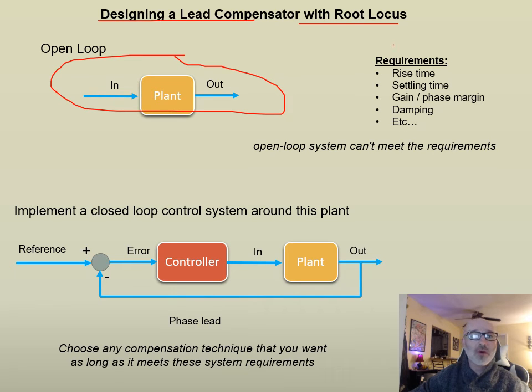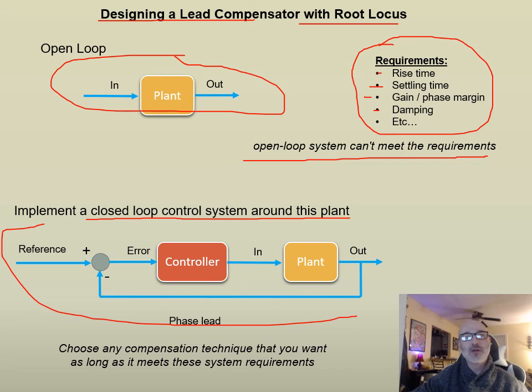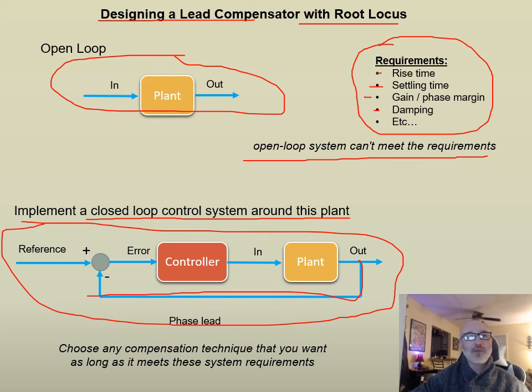So we talk over here about our requirements, and we can see we have things like our rise time, our settling time, our gain, phase margin, damping, things like that. These are all requirements that the system needs to meet, the performance goals of the system. Whatever these might be, at this point we can see that an open loop system isn't going to be able to meet these requirements. So from there, what we need to do is implement a closed loop control system around this plant. That's what we do down in this diagram right here. You can see now we have our feedback loop programmed in right there.